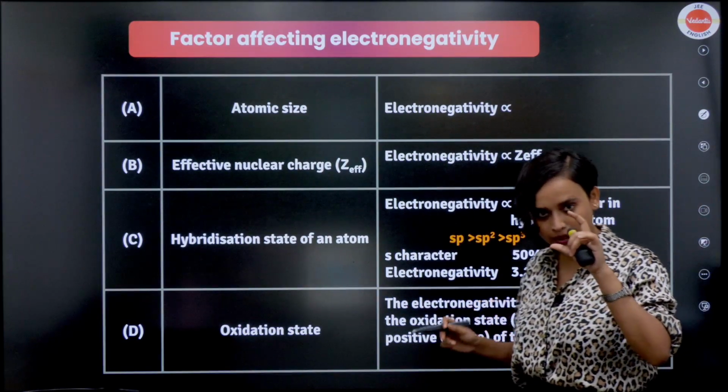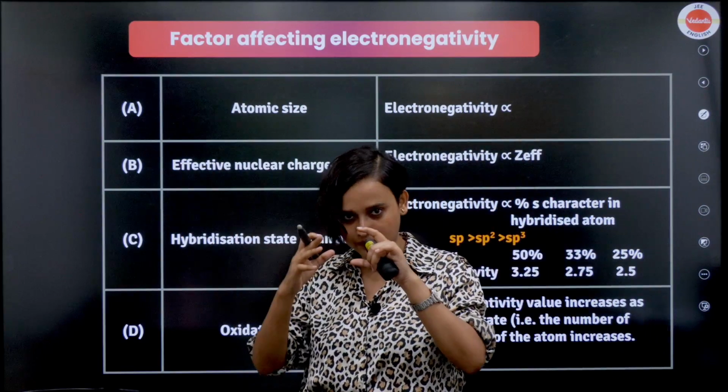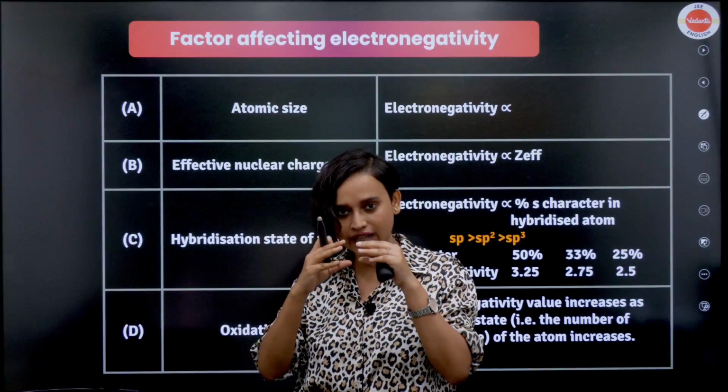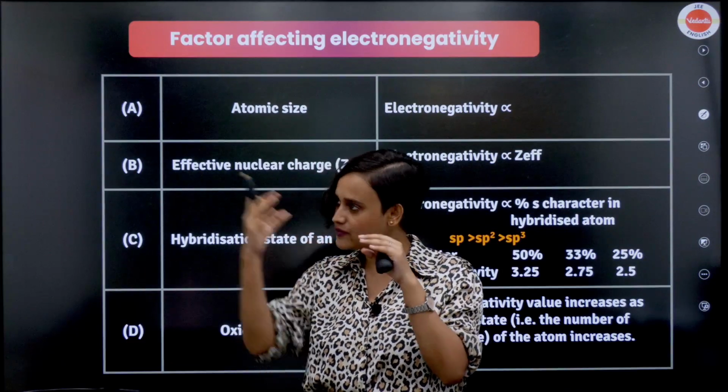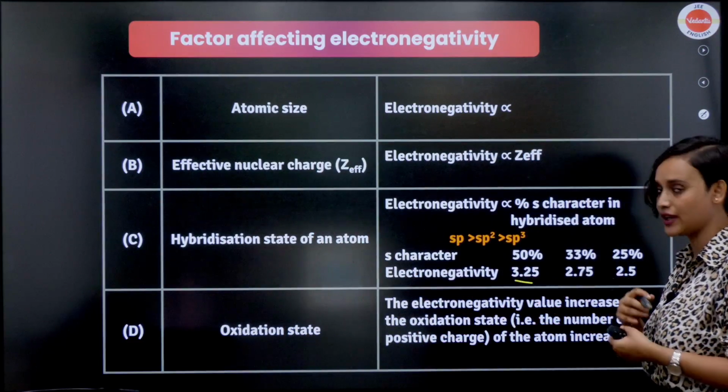So 50% will be S, 50% will be P, right? Together they are hybridizing, and the electronegativity becomes 3.25.